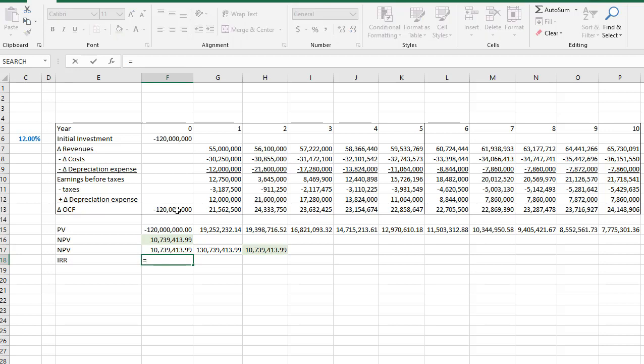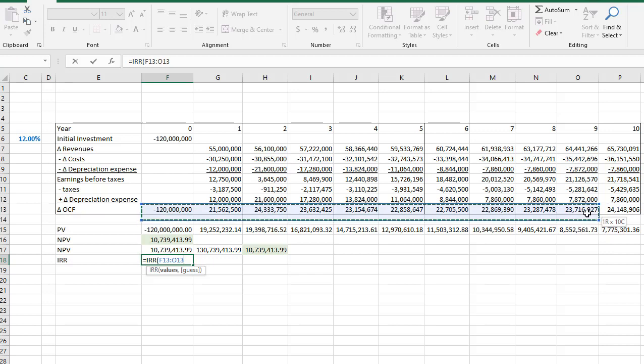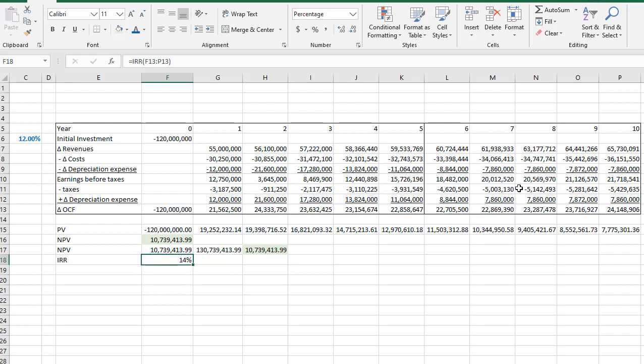IRR, equal internal rate of return. The values, same thing right here. And you can put a guess in. We don't need a guess. And let's say that's 14.13. Is that correct? Well, the internal rate of return is the discount rate that makes the net present value 0. So yes, that is correct.